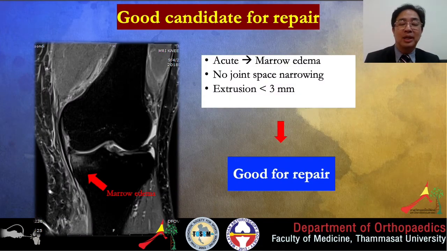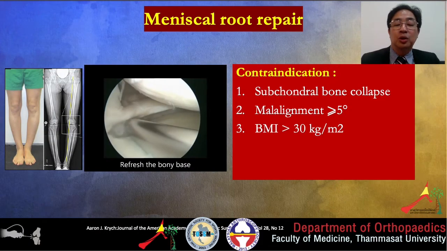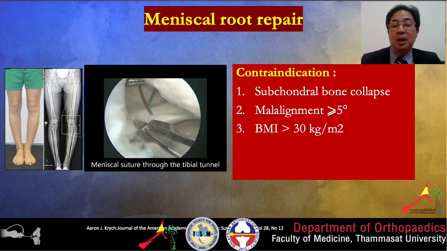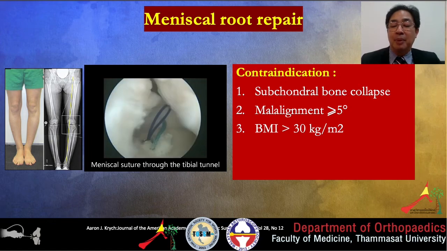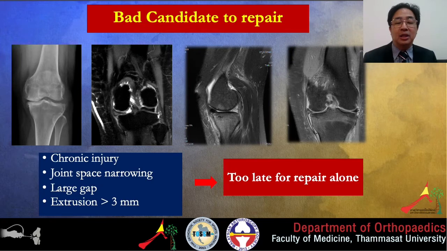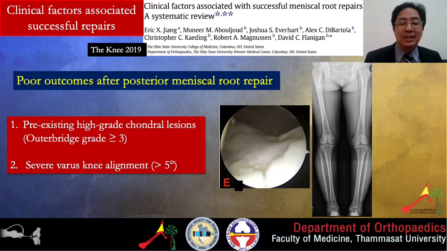The good candidates for meniscus root repair are acute injury, no joint space narrowing, and extrusion less than 3 mm. Don't do root repair if there's subchondral bone collapse, malalignment more than 5 degrees, and BMI more than 30. These are the bad candidates for root repair: chronic injury, joint space narrowing, large tear size, and extrusion more than 3 mm. This systematic review in 2019 concluded that 2 factors make the outcome worse. Number 1, the pre-existing cartilage lesion, Outerbridge more than 3. Number 2, malalignment more than 5 degrees.